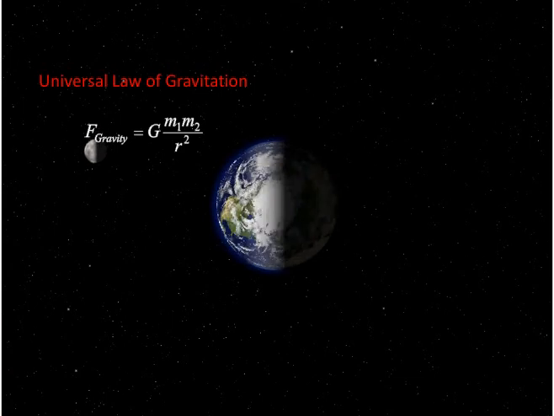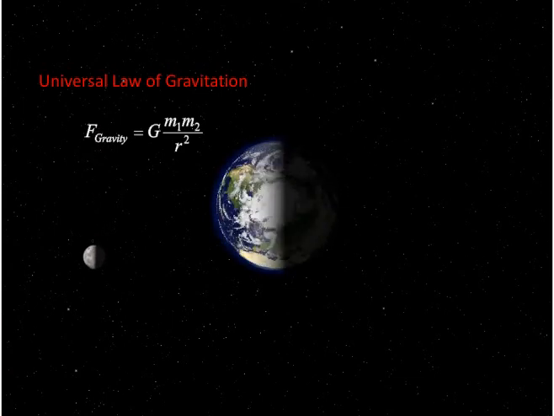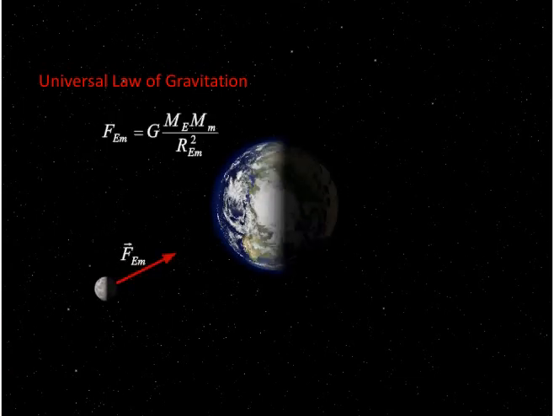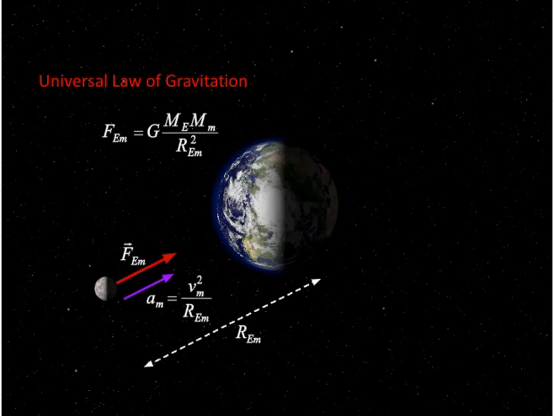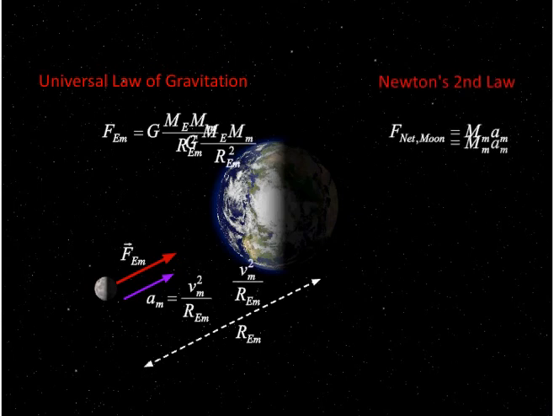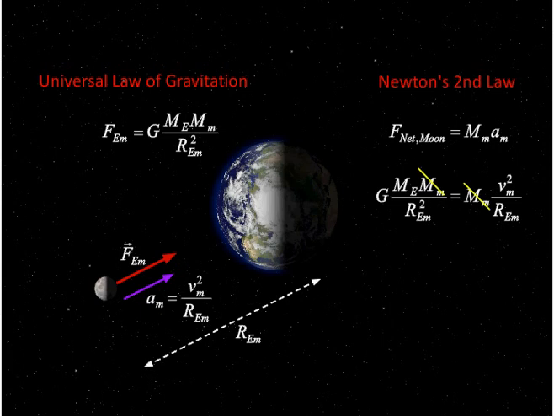The form for the magnitude of the force that the Earth exerts on the moon, F sub EM, is shown. Big G is the universal gravitational constant, and M sub E and M sub M refer to the masses of the Earth and Moon respectively, while R sub EM is the Earth-Moon distance. We know the acceleration of the Moon, a sub M, is equal to the square of its speed divided by the Earth-Moon distance. Applying Newton's second law, we determine the form shown for the acceleration of the Moon.